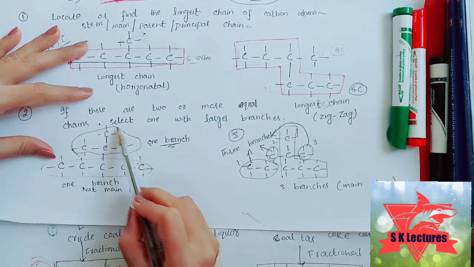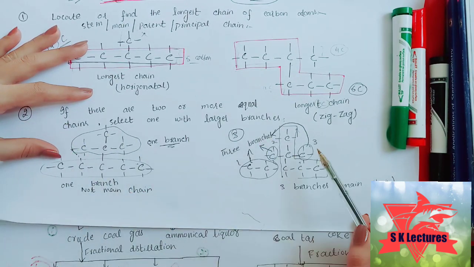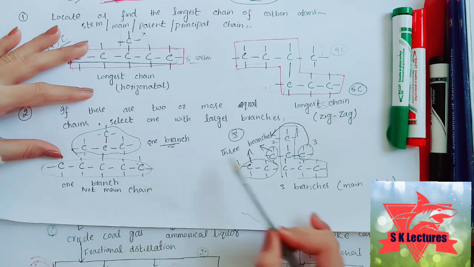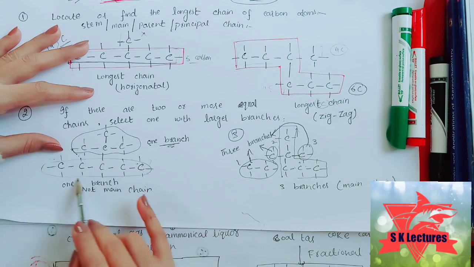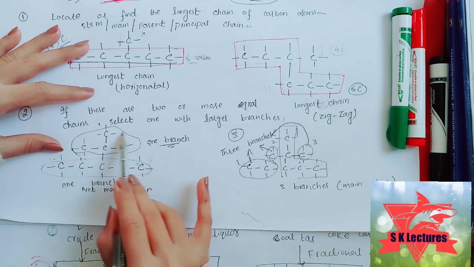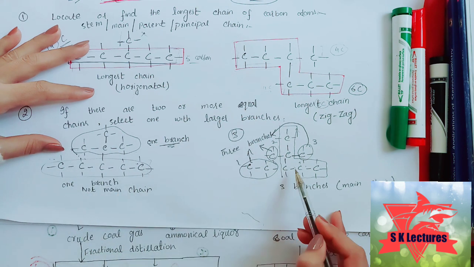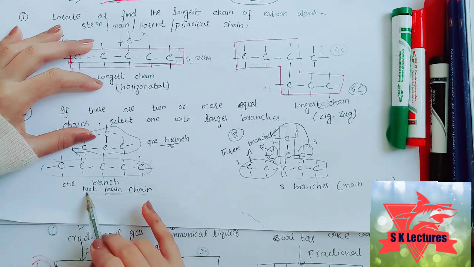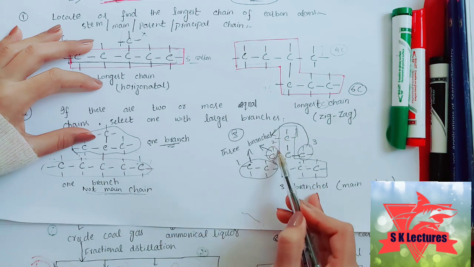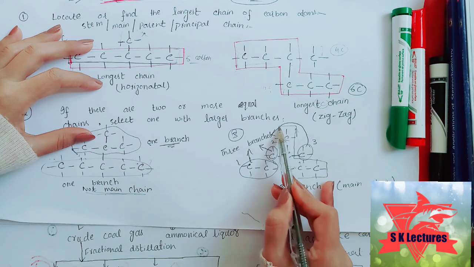Now see, in both of the examples, this chain has only one branch. As you can see, if we select this one, then one branch is present, and if we select this, then this is not the main branch, because this one has 3 branches.